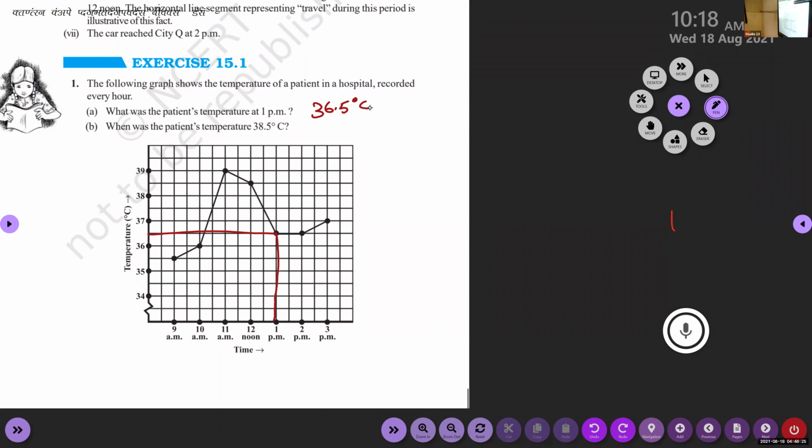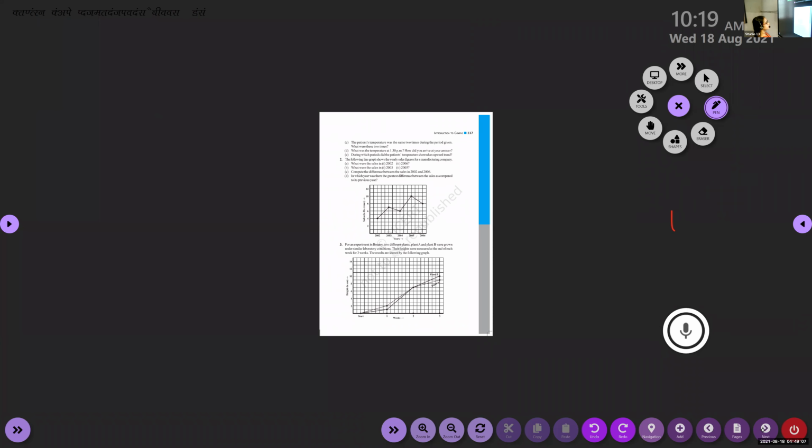Amrita, next one. When was the patient's temperature 38.5 degrees Celsius? This is the point for 38.5 degrees Celsius. It is 12 noon. So the answer is 12 noon. The temperature 38.5 is at 12 noon. Okay, next question.